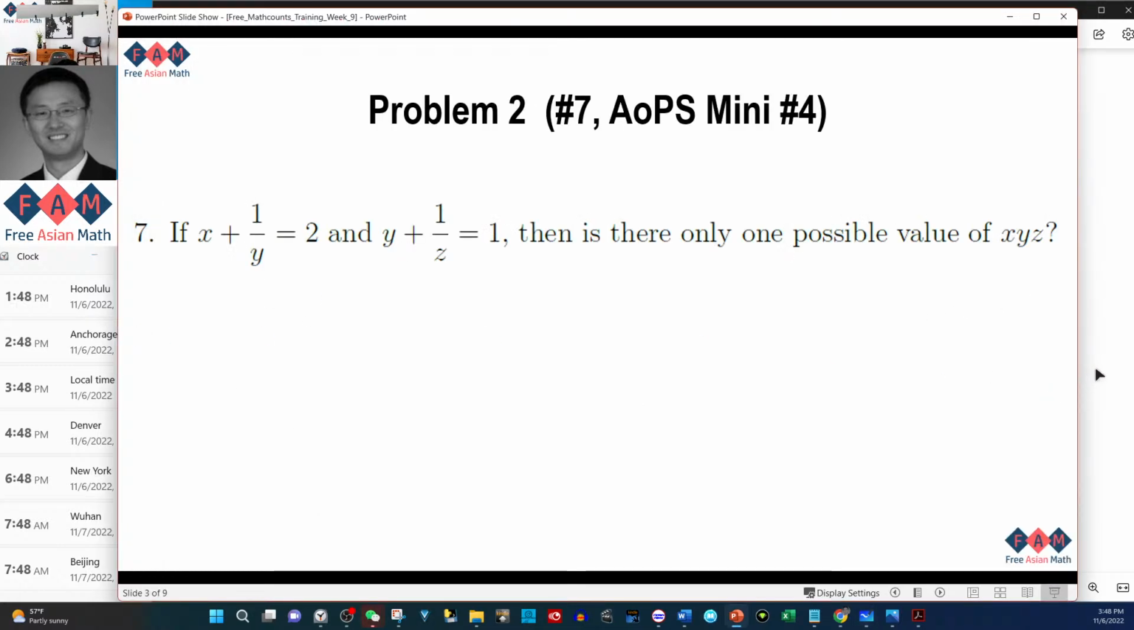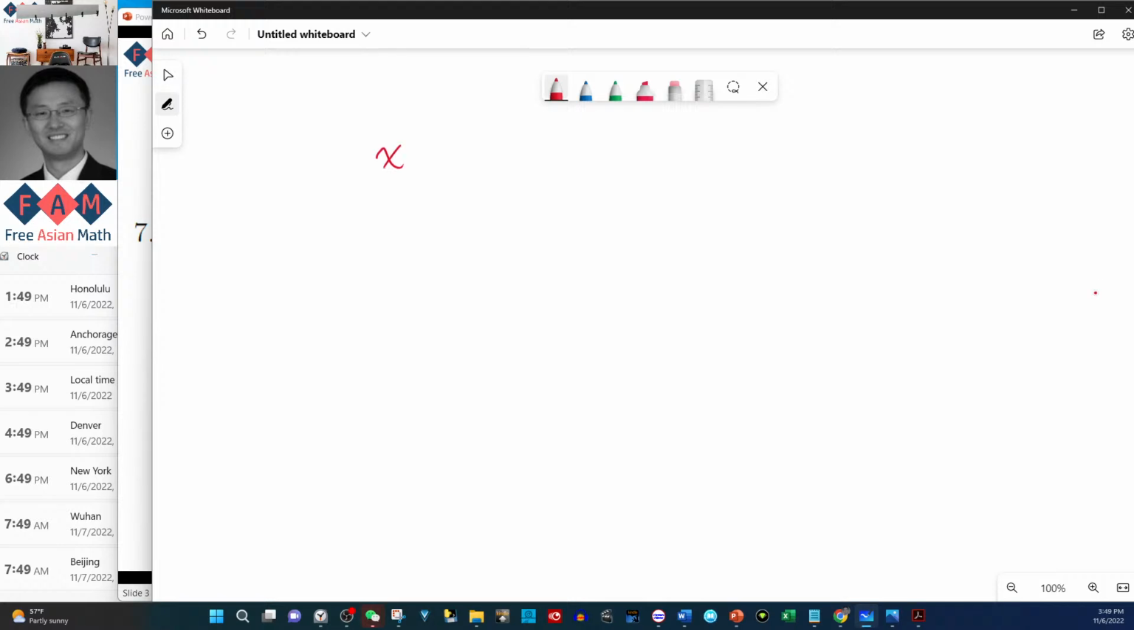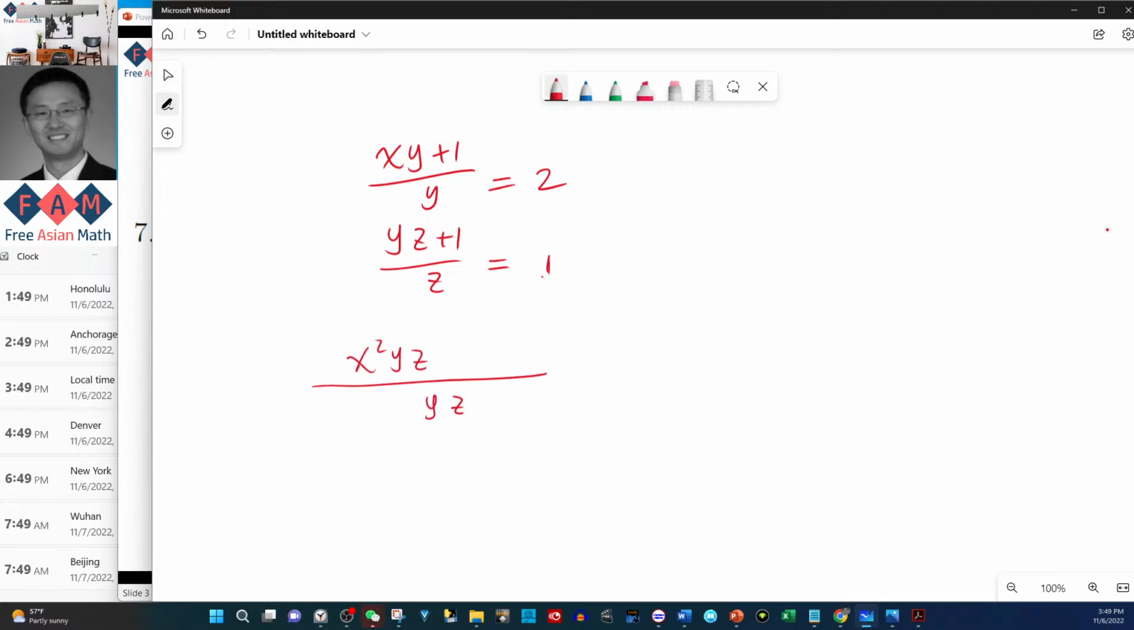So essentially, we multiply the left-hand sides together. Let's just put them into fractional form first, okay? The first equation says that xy plus 1 over y equals 2. And the second one, yz plus 1 over z equals 1, okay? So now, if we multiply them together, we get xz plus xy plus yz plus 1 equals 2, right? Okay, so getting rid of the fractions, we get yz plus xy plus yz plus 1 equals 2yz.